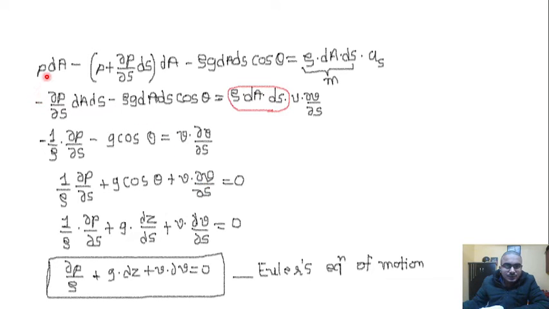So we equated these forces with Newton's second law of motion, and finally we obtained Euler's equation of motion given by dP over rho plus G dz plus V dV equal to 0. So that is our final Euler's equation of motion, and now we will continue from here.